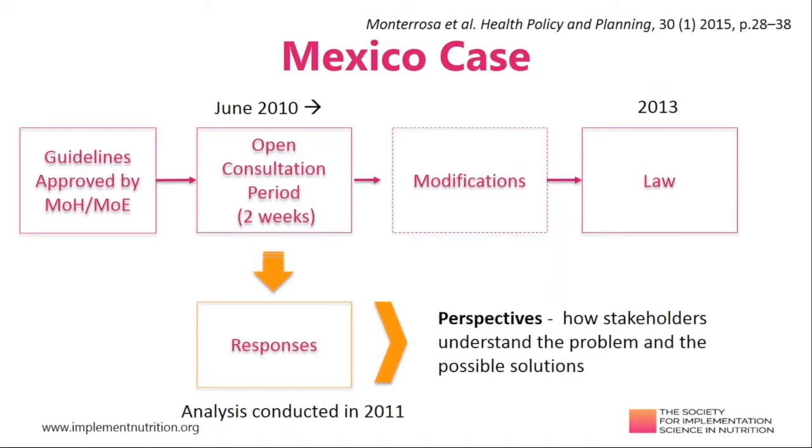The guidelines were published on a website and in a newspaper, and citizens were encouraged to submit their written responses via mail, email, or fax to the institution responsible for this process. After the consultation period ended, the guidelines were subsequently modified, and then they continued in the policy approval process until they became law.